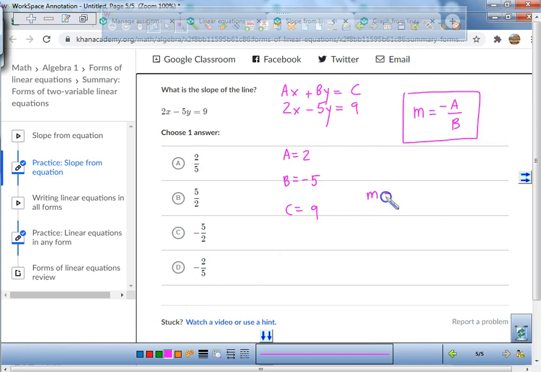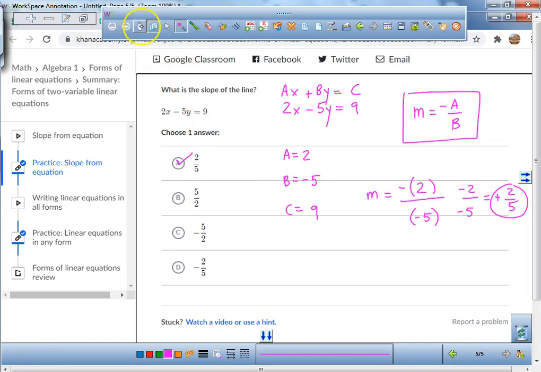Slope, M, equals negative. I'm going to open up the parentheses. What am I going to put right here? I'm putting my A value. What's my A value? 2. And what's my B value? Negative 5. Now this becomes negative 2 over negative 5, but a negative divided by a negative equals a positive. So I'm looking for the answer of positive 2/5, which is going to be answer choice A for me.